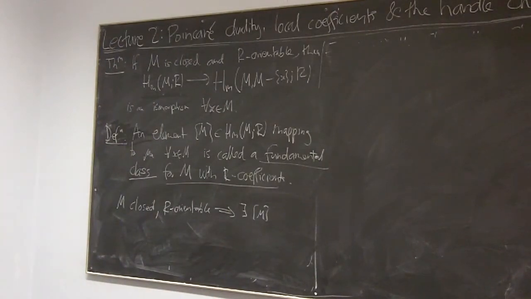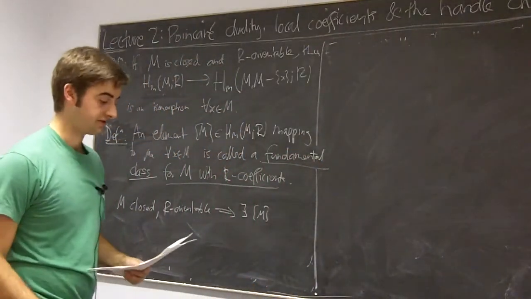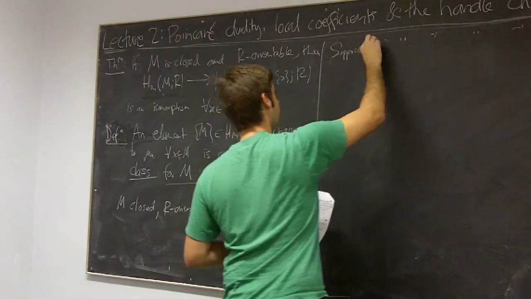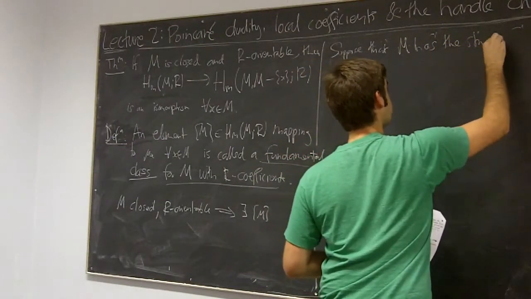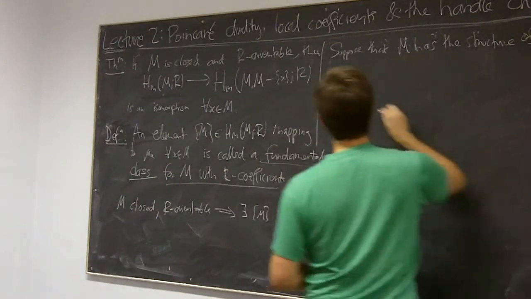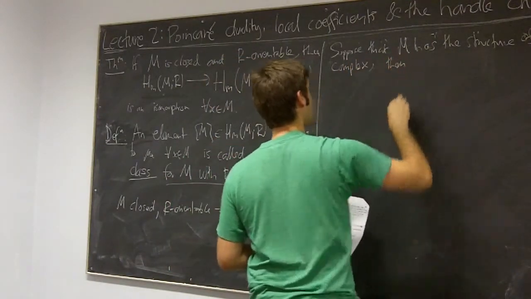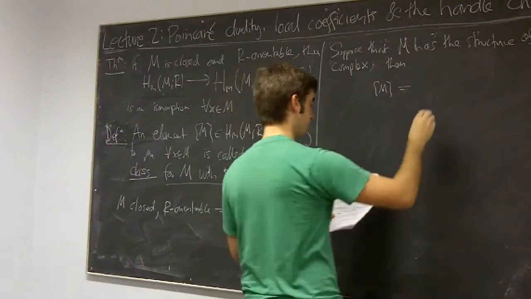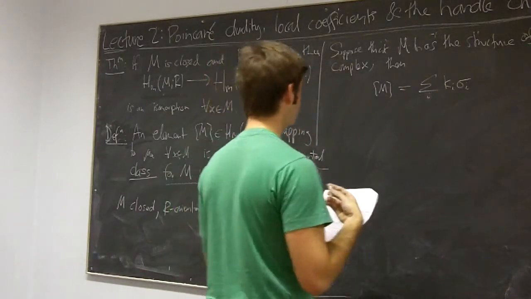Now, I'm going to give an idea of what a fundamental class looks like in the case of a simplicial complex. So just briefly, suppose that M has the structure of a simplicial complex. Then, well, the fundamental class is a class in top homology, so it's just a linear combination of m-simplices.